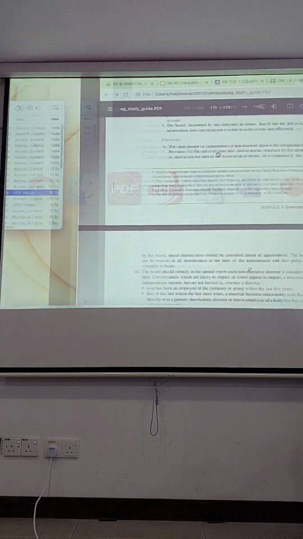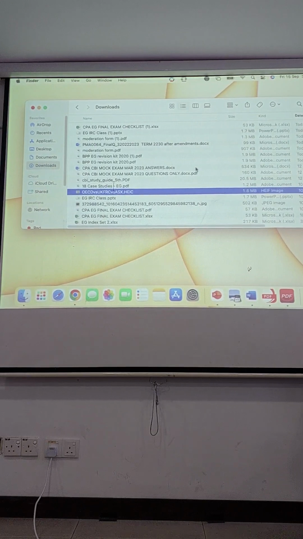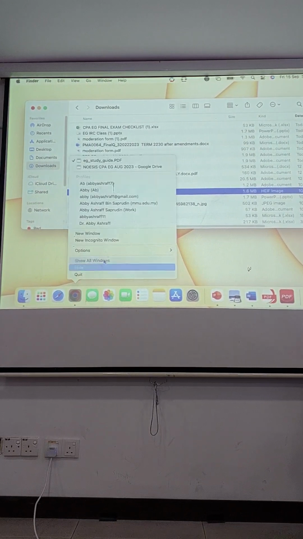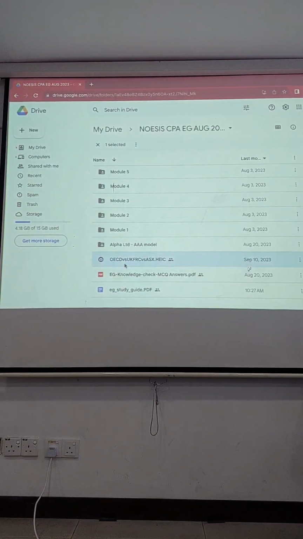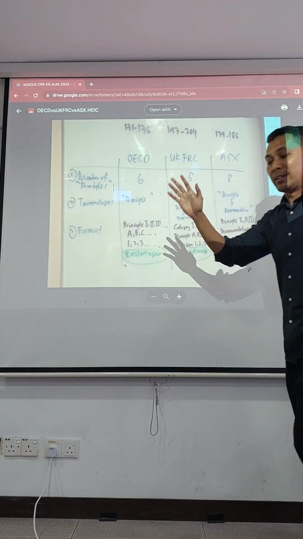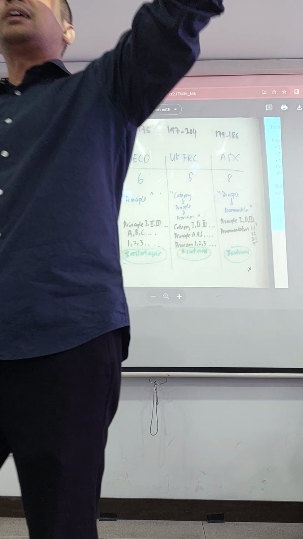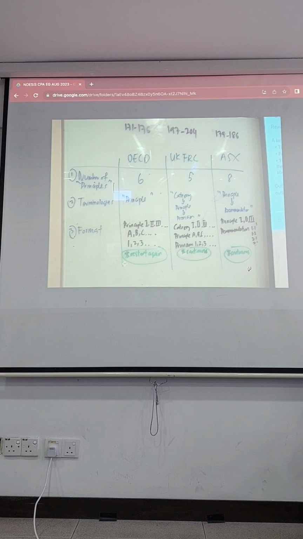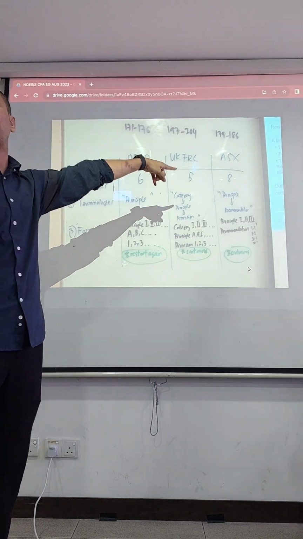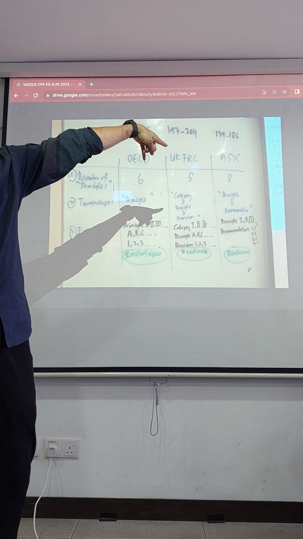Okay, and ASX we have 8 recommendations, but remember the numbering is up until 9.3. 8 principles, but the numbering is up until 9.3 because 9.1, 9.2 and 9.3 are additional. Does not belong to any principle stated in the 8.